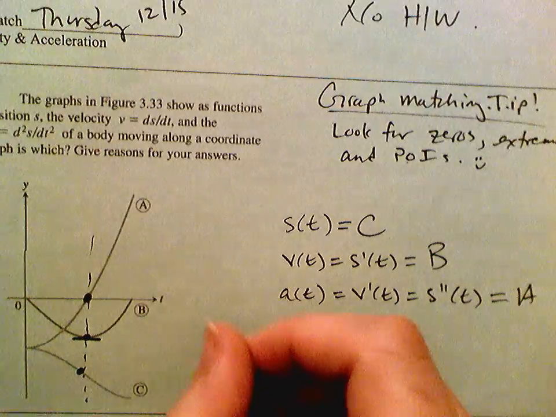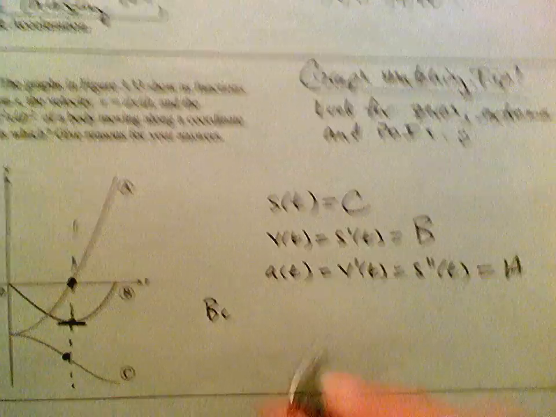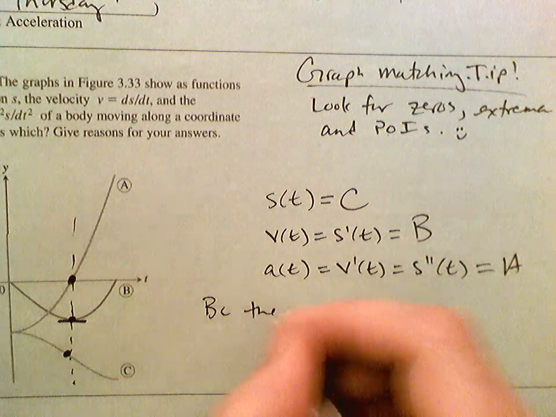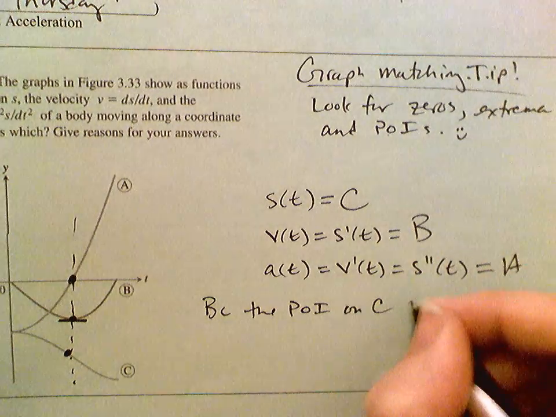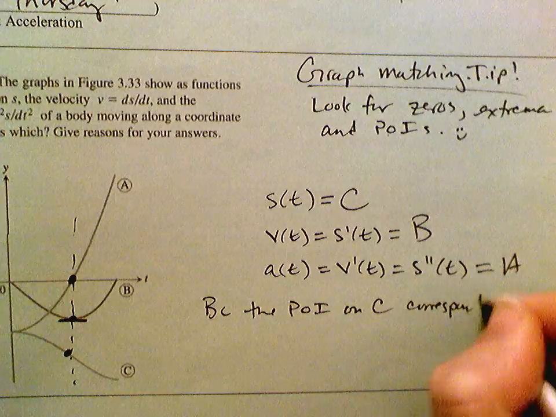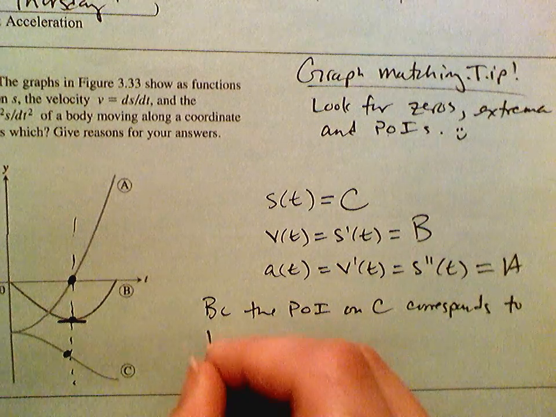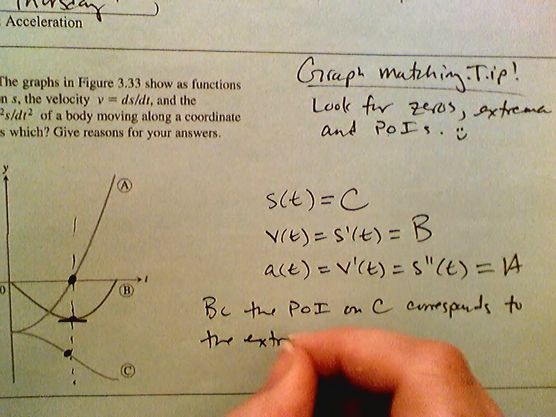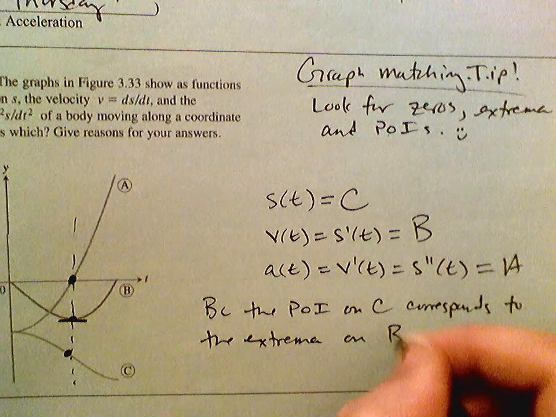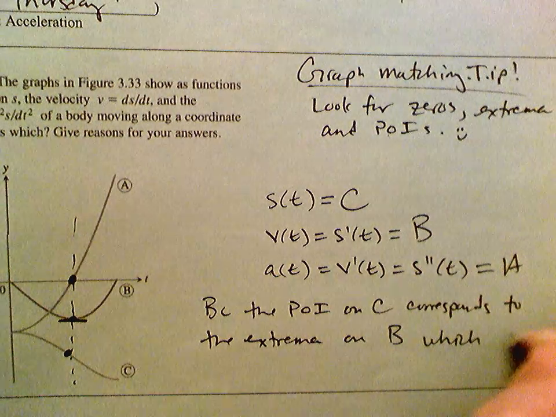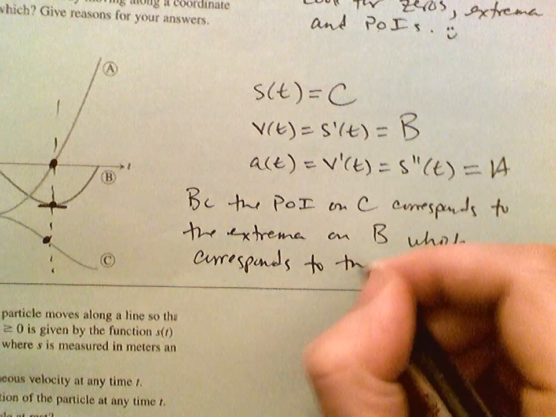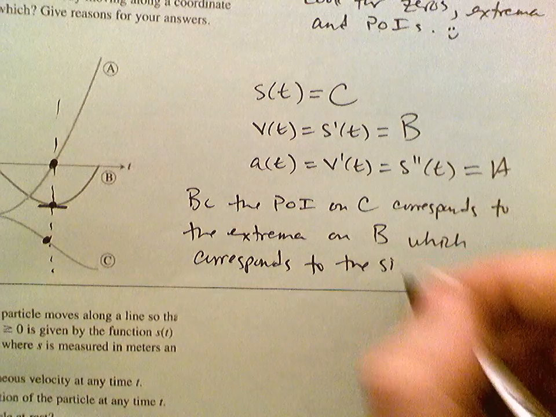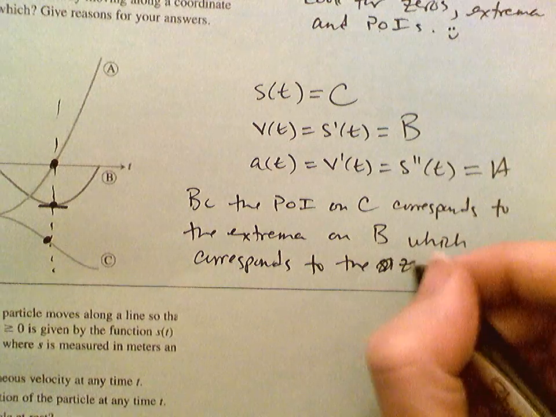And then I'll say for my reasoning, because the POI on C corresponds to the extrema on B, which corresponds to the 0 on A.